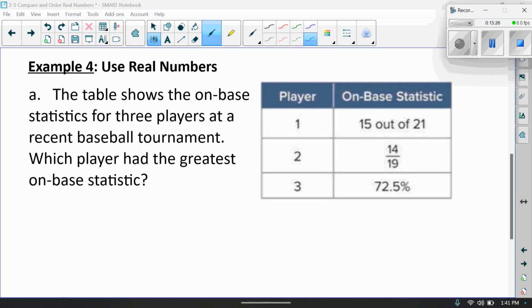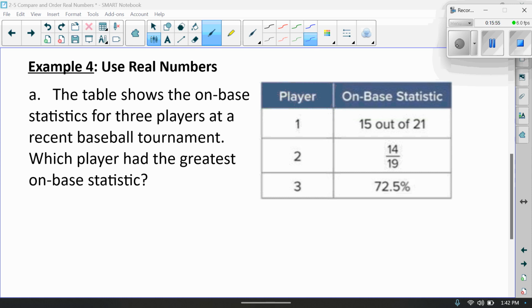Okay, example 4. So here we're going to use real numbers. So it says the table shows the on-base statistics for 3 players at a recent baseball tournament. Which player had the greatest on-base statistics? So here we just want to change all of these to decimals, right? Thank goodness we don't have to put these on the number line. We just have to use the information.